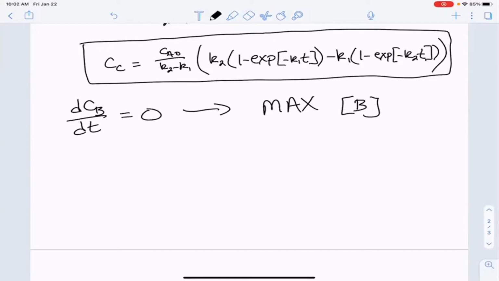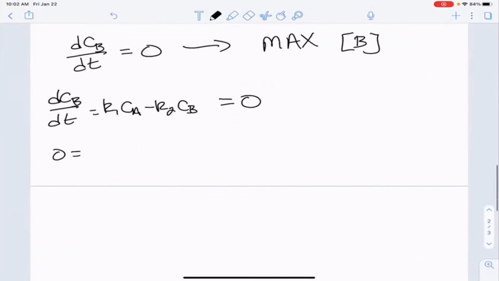Well, the nice thing about this is that if we want to find where dCB/dt is equal to 0, we already have this from our mole balance, right? This is the left-hand side, or the result of the left-hand side of our mole balance. So we know that dCB/dt equals K1 times Ca minus K2 times Cb. And we just have to find where that's equal to 0.